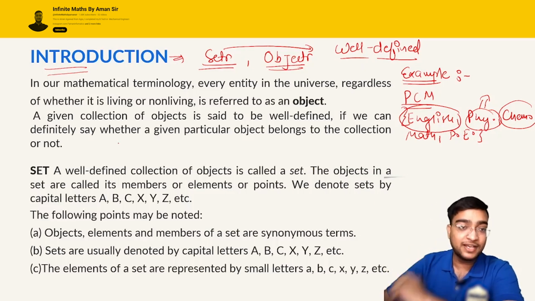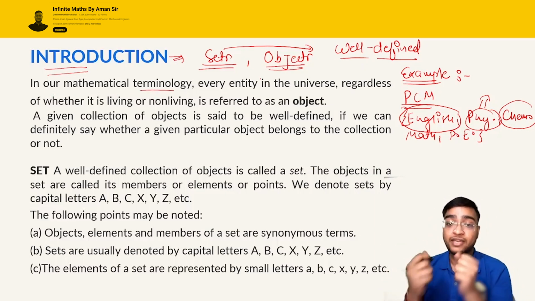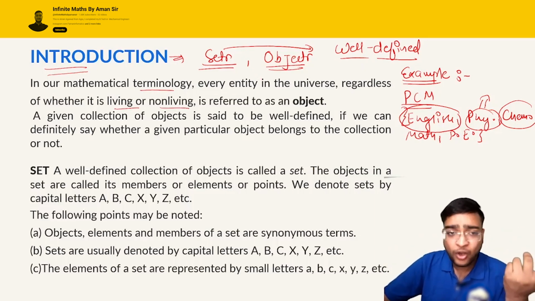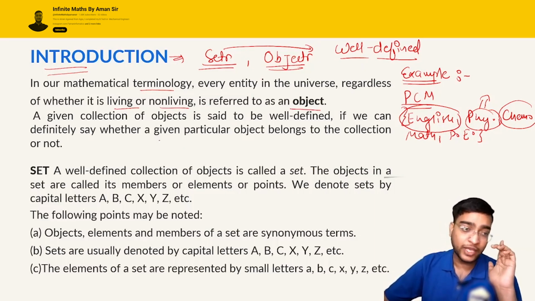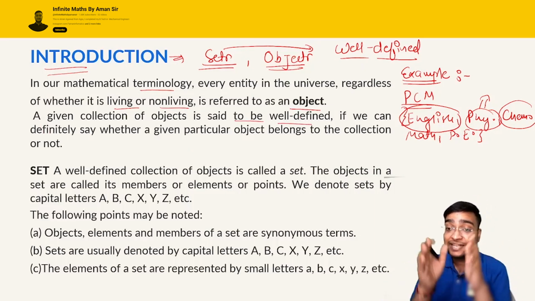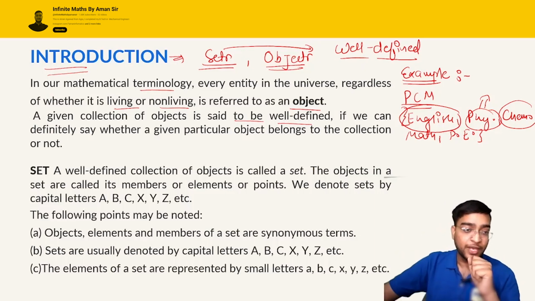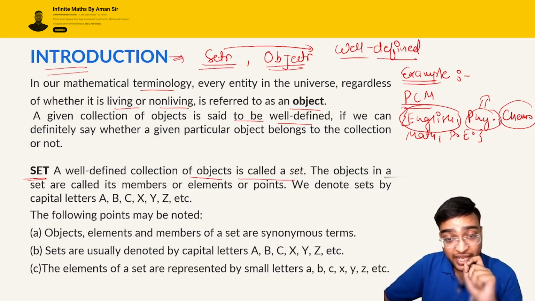Okay, so let's come to the definition part. In our mathematical terminology, every entity in the universe, either living or non-living, is referred to as an object. A given collection of objects must be well defined, and the objects should be purposeful. So what is a set? A set is a well-defined collection of objects.